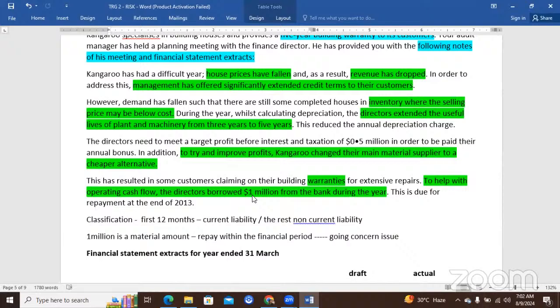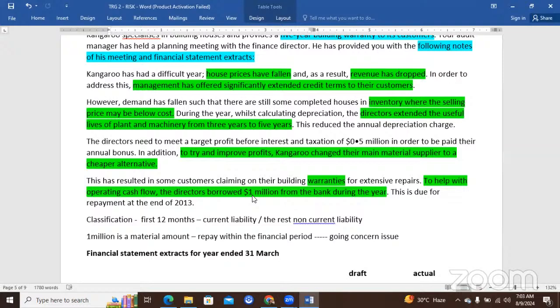So it creates two problems. One is whether this 1 million is classified properly or not. Under IAS 1, presentation of financial statements, liabilities due within 12 months should be recognized as current liabilities, and liabilities due after more than 12 months as non-current liabilities. So the loan should be properly split between current and non-current. If not, it's a classification problem and financial statements are misstated. What is the response? I should review the financial statements to see whether current and non-current liabilities are properly disclosed.